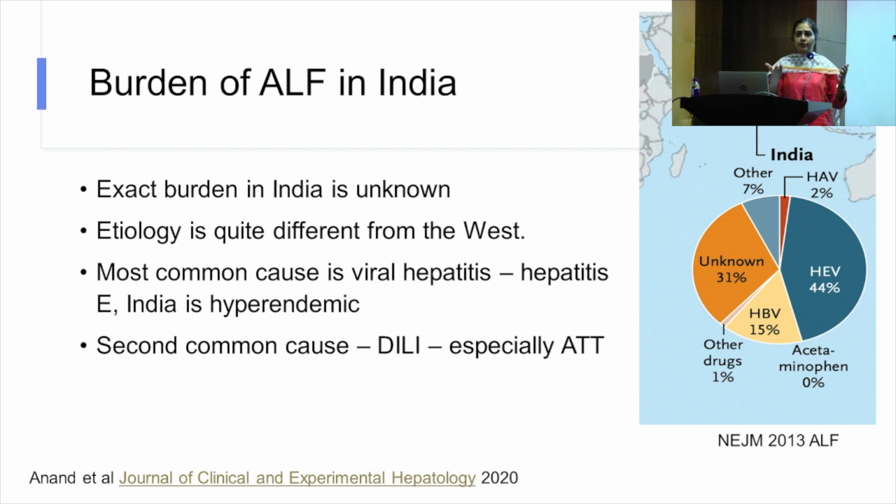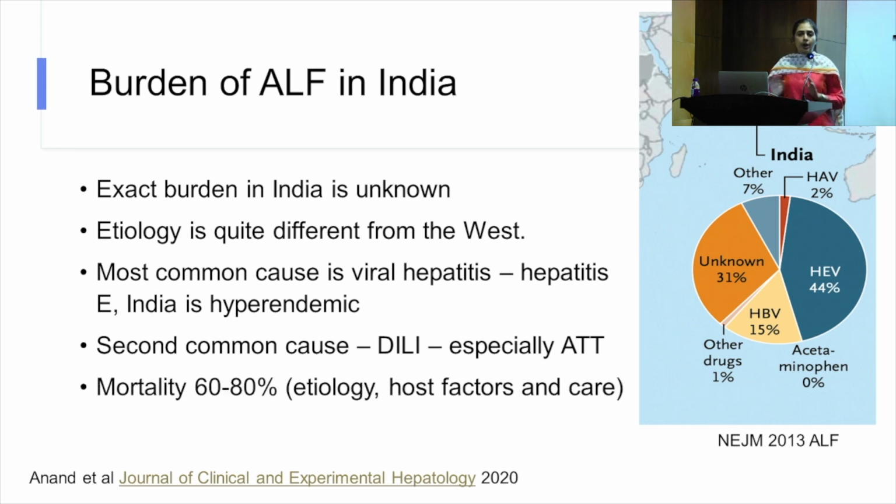Alternative, yeah, Ayurvedic medicine. So alternative medicine. That's the second most common cause, like tuberculosis, anti-tuberculosis drugs, or the alternative drugs. And mortality, if you don't recognize it early and manage it appropriately, can be as high as 80%. Okay, and this would depend definitely on the etiologies or host factors and the care that you provide.